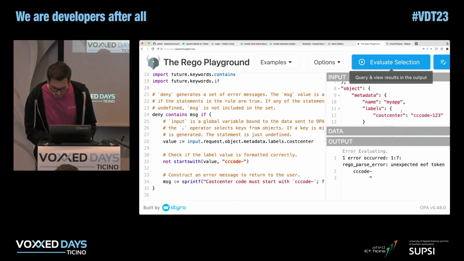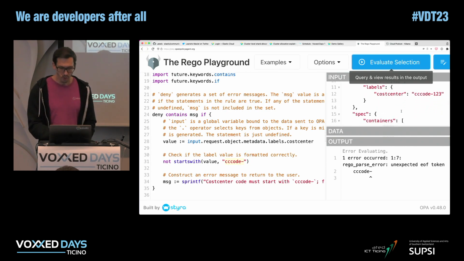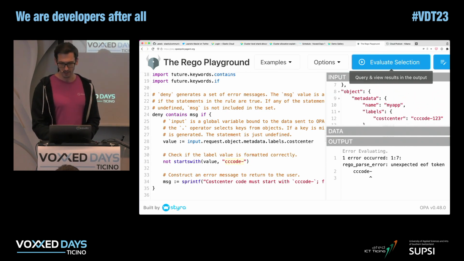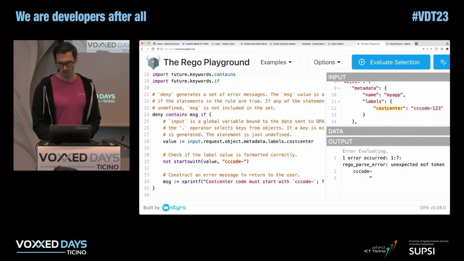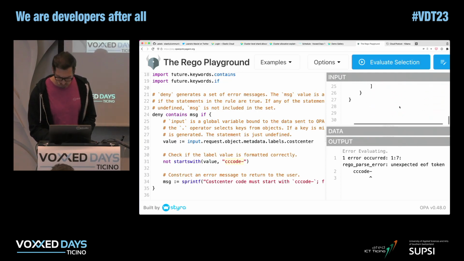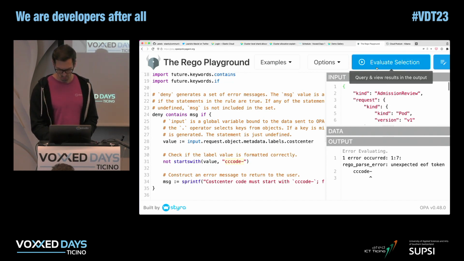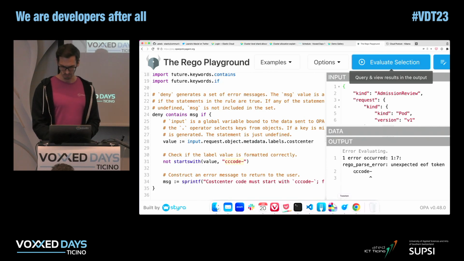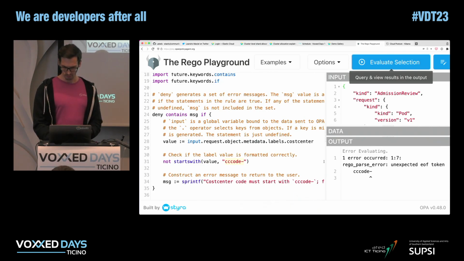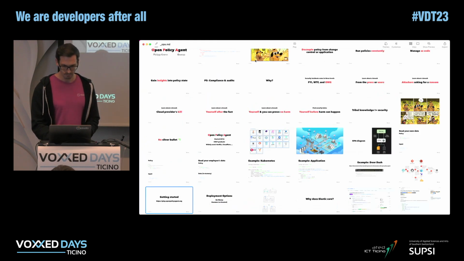And for some reason, this one resists. But you get the general idea. You require the label. There needs to be a label cost center, and then it needs to match, and then it works. For whatever reason, this doesn't work right now. Anyway, if you try it out yourself, it should work. It worked for me earlier. Whatever I screwed up here.